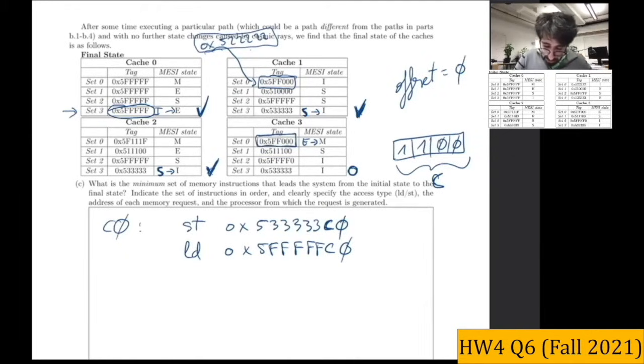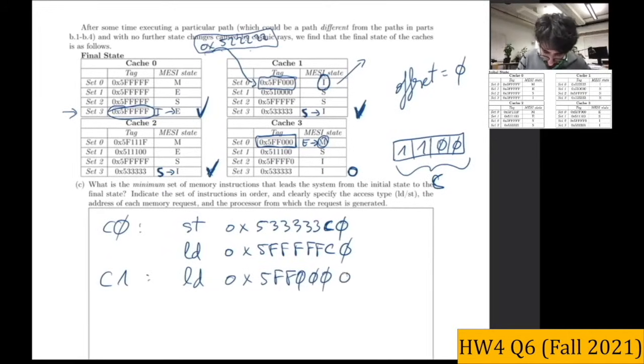But the difference is that the final state in cache 1 is invalid, and the final state in cache 3 is modified. So basically, we need to load the line in cache 1 first, so we can invalidate it from cache 3. So let's do that. So we have cache 1, we load our cache line FF000. This is in set 0, so set 0 and offset 0.